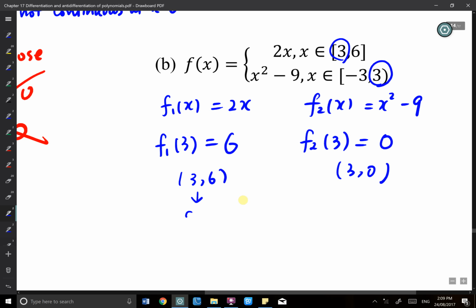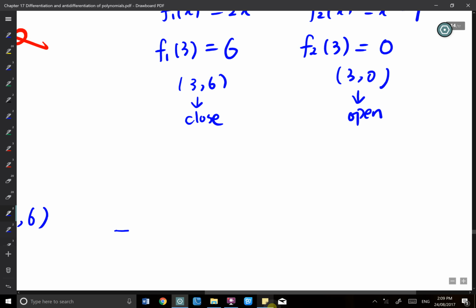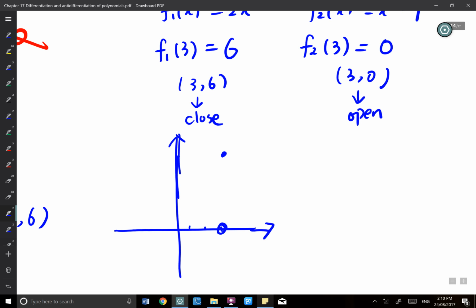That is a closed circle. That is an open circle. So I don't care what other places look like. In the end, it looks like a closed circle here and then an open circle here. And x equals to 3 is definitely not connected. One jumps up, one stays at 0. It's definitely not going to be connected because they are not even at the same point.